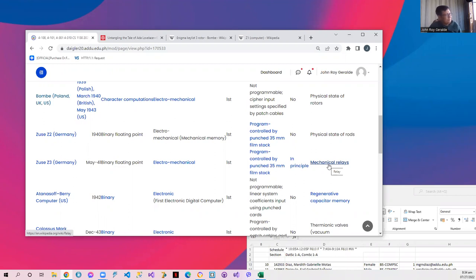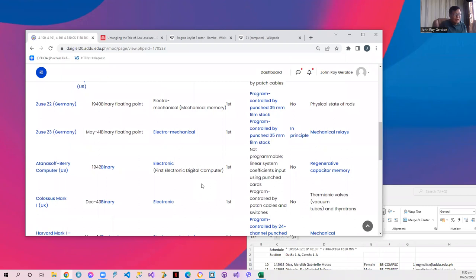Do you follow? Now, about the same time, there was an important and controversial development in the US. It's called the Atanasoff-Berry computer. It's the first electronic digital computer. Electronic, which means it's not just electrical. The problem is it's not configurable, it's not programmable, but it uses a capacitive memory, like the memory we are using now. Capacitor-based.